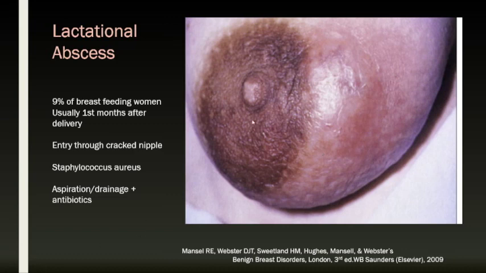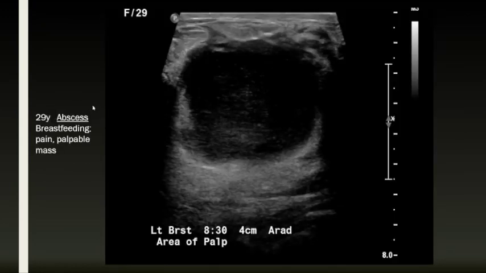This photograph shows you a lactational abscess, which may be about to break through the skin here, and on the areola, the cracked area of skin through which the pathogen entered. The areolar pigment had changed during pregnancy, as we find not uncommonly. In Mansell's report about abscesses, it is said that 9% of breastfeeding women will experience an abscess.